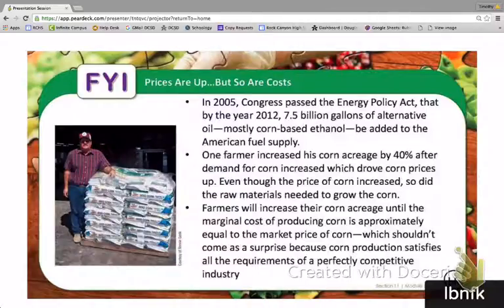So even though the price of corn increased, so did the raw materials needed to grow the corn. So farmers will increase their corn acreage until the marginal cost of producing corn is approximately equal to the market price of corn, which shouldn't come as a surprise because corn production satisfies all the requirements of a perfectly competitive industry.